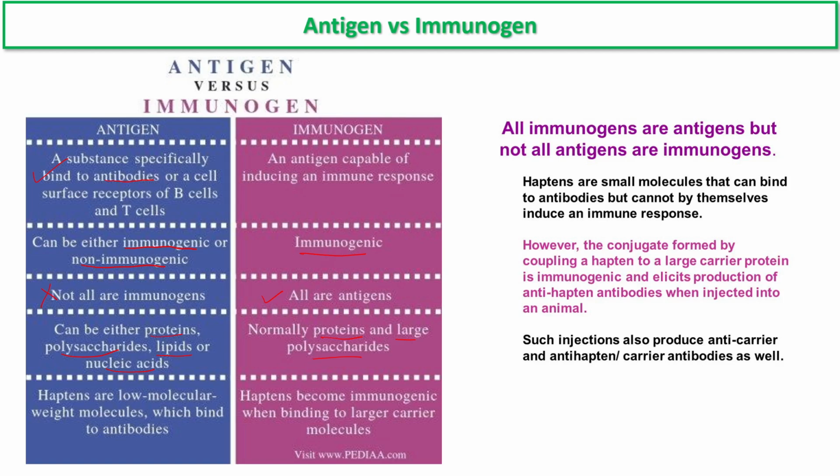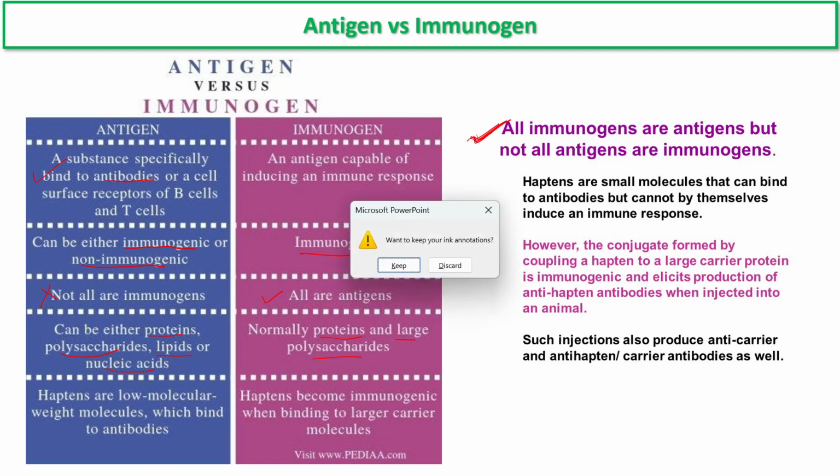Immunogens are very specific. Haptens are low molecular weight molecules which bind to antibodies, whereas a hapten becomes immunogenic when bound to large carrier molecules. So we can say that all immunogens are antigens, but not all antigens are immunogens. You should remember this line.